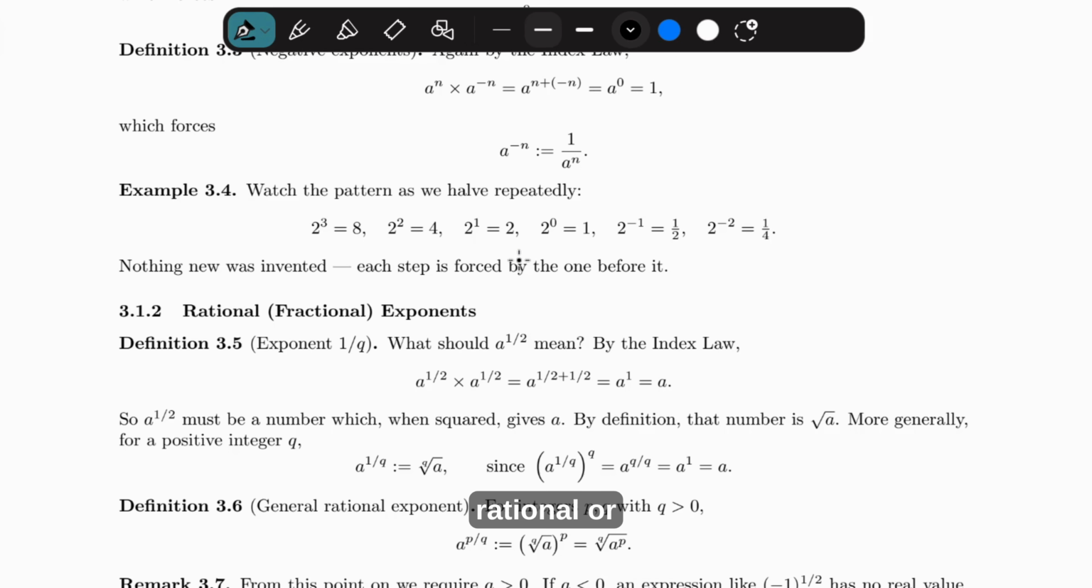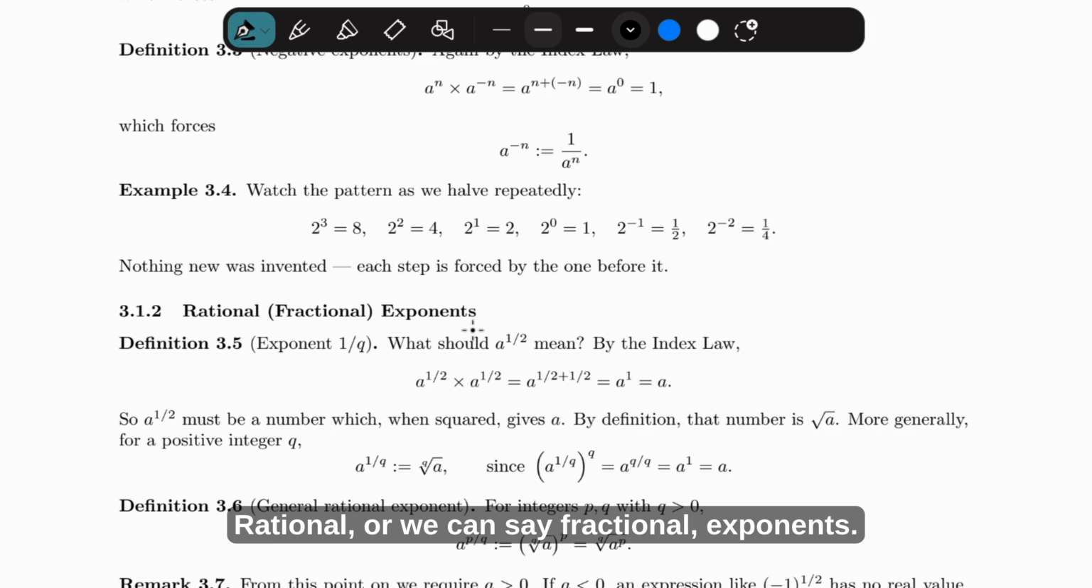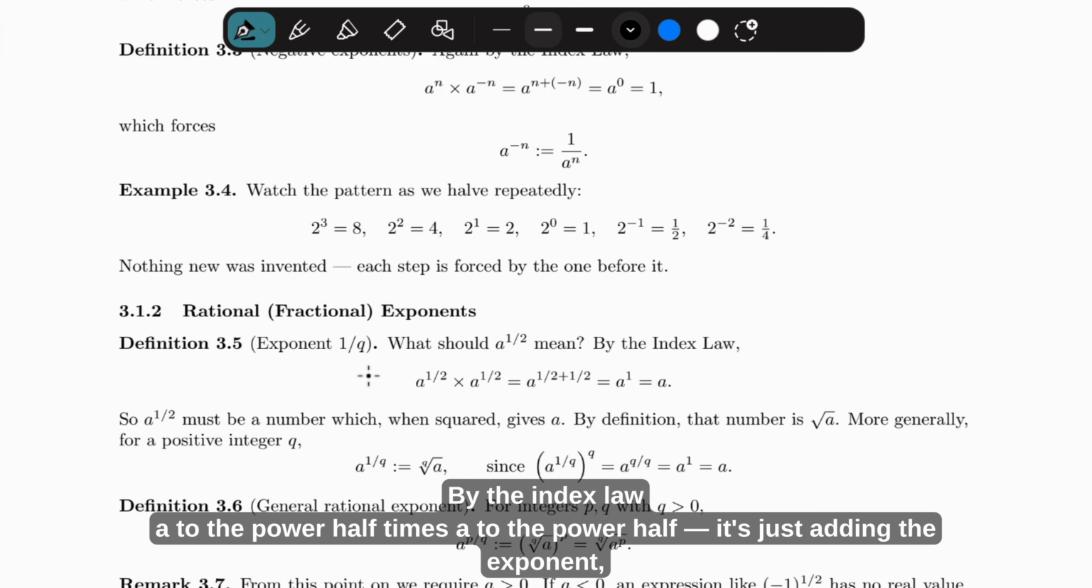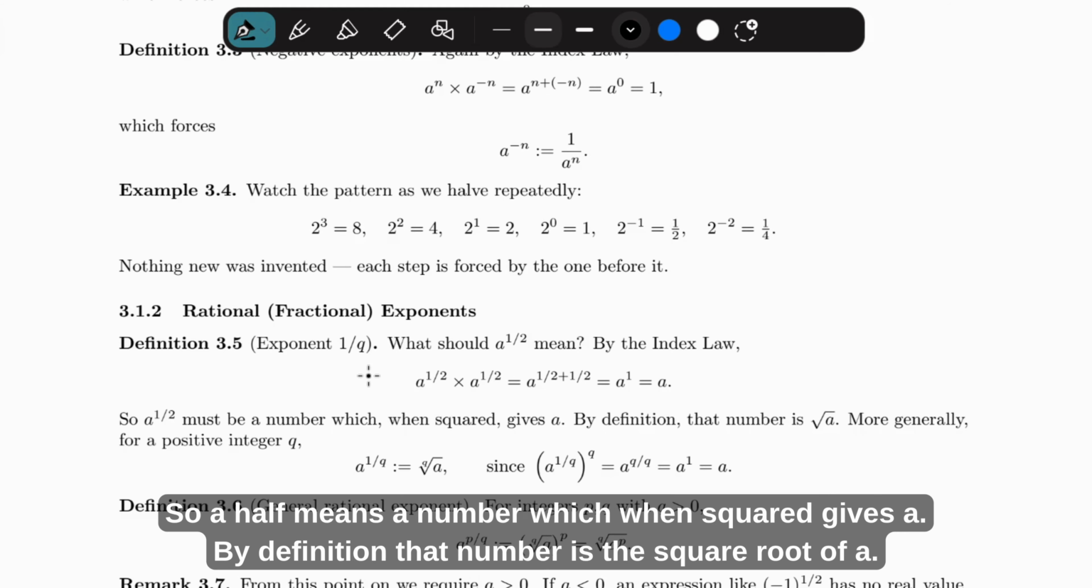Rational, or we can say fractional, exponents. So exponents of the form 1 by q. What does 1 by q represent? What should a to the power half mean? By the index law, a to the power half times a to the power half, on adding the exponents, we get a. So a to the power half means that number which when squared gives a. By definition, it is root a.